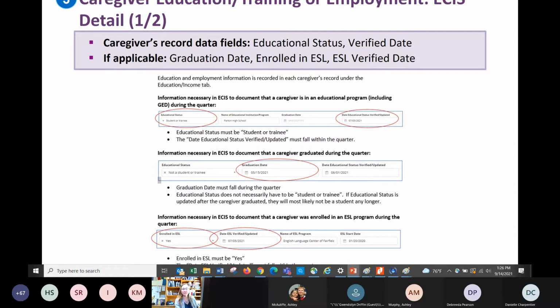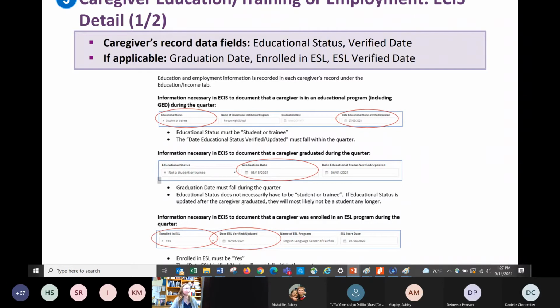You have 2 weeks to get that information in, but the date itself has to fall during the quarter for it to qualify for this outcome. So that was kind of a long explanation of the student trainee. Whether they're student or trainee, the next is graduation date. That's a lot simpler. It's just that the graduation date needs to fall during the quarter. So that's pretty self-explanatory. ESL is also the same thing.